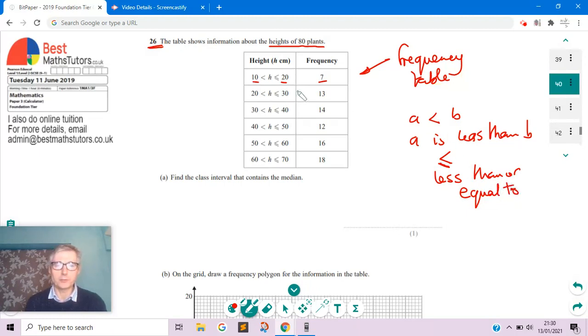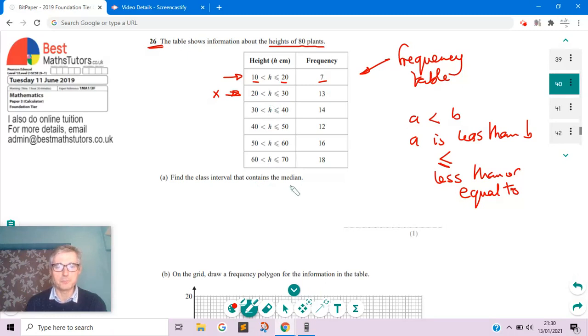So it actually means that to be in this range, if the height was exactly 20, it'd be in this group. But if the height was exactly 20, it wouldn't be in this group, because this is saying the height has to actually be greater than 20.